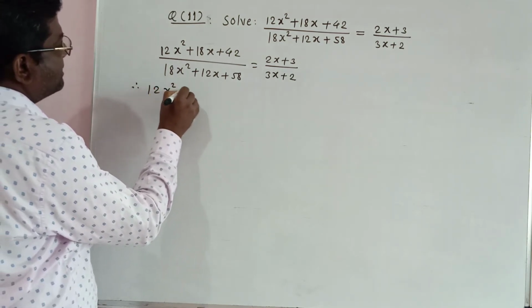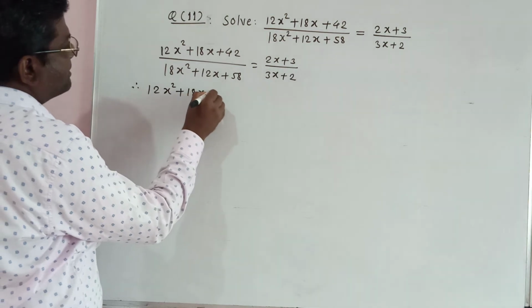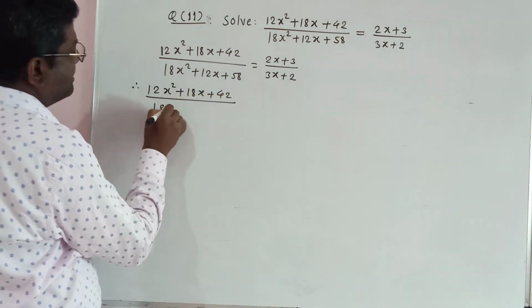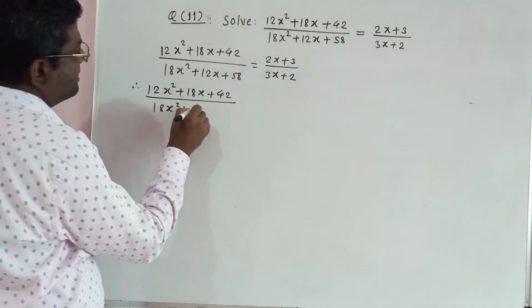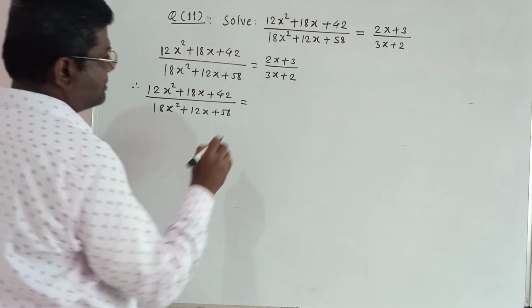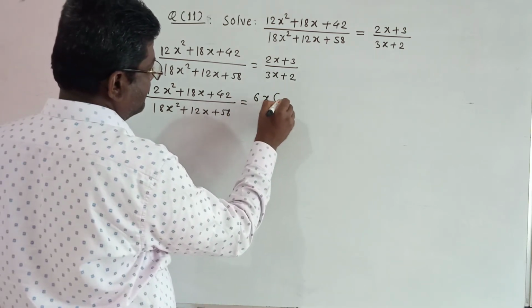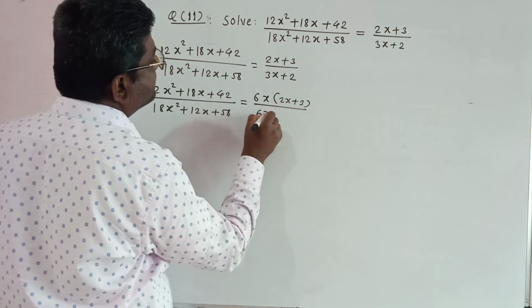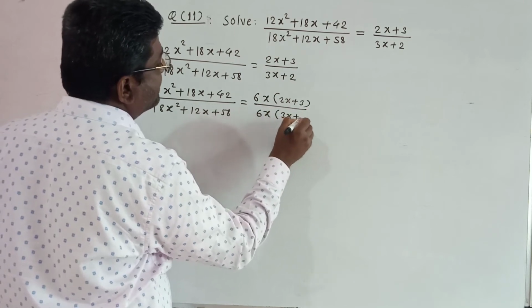Therefore (12x² + 18x + 42)/(18x² + 12x + 58) = 6x(2x + 3)/6x(3x + 2).